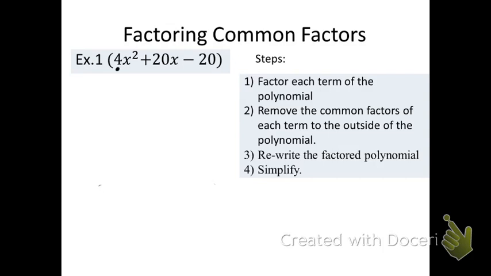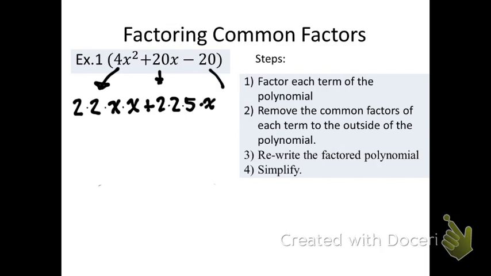So in this first example, you factor each term of the trinomial. So you have 2 times 2 times x, plus sign, bring it down, and we have 2 times 5 times x, and then over here we have a minus sign, and I'm going to stick it down here because I ran out of space. It's going to be 2 times 5. Now we have three terms in this trinomial. This is a term, this is a term, and this is a term.